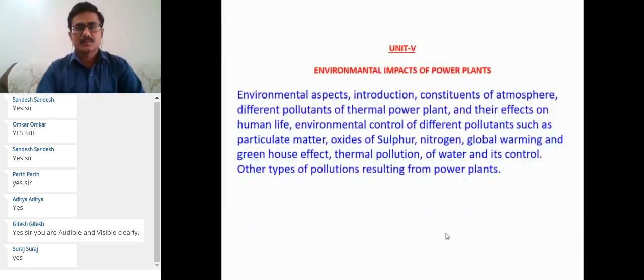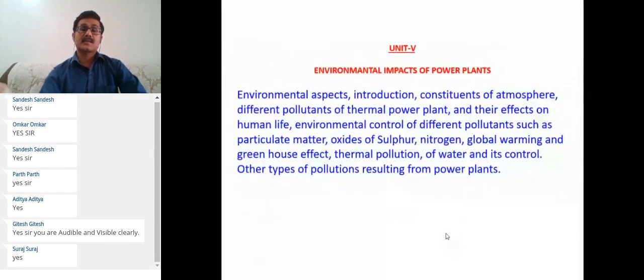This unit number 5, so that is the last unit for our topic for the power plant engineering. Environmental impacts of the power plants. So environmental impacts which are normally there from the operation of the conventional types of the power plants, that is the concerns, impacts which are arising due to the operation of the thermal power plant, hydroelectric power plant, nuclear power plant, diesel power plant. So how they are affecting the ecosystem, how that is affecting the human life, how that is affecting the flora and fauna as well, how that is affecting the aquatic life.